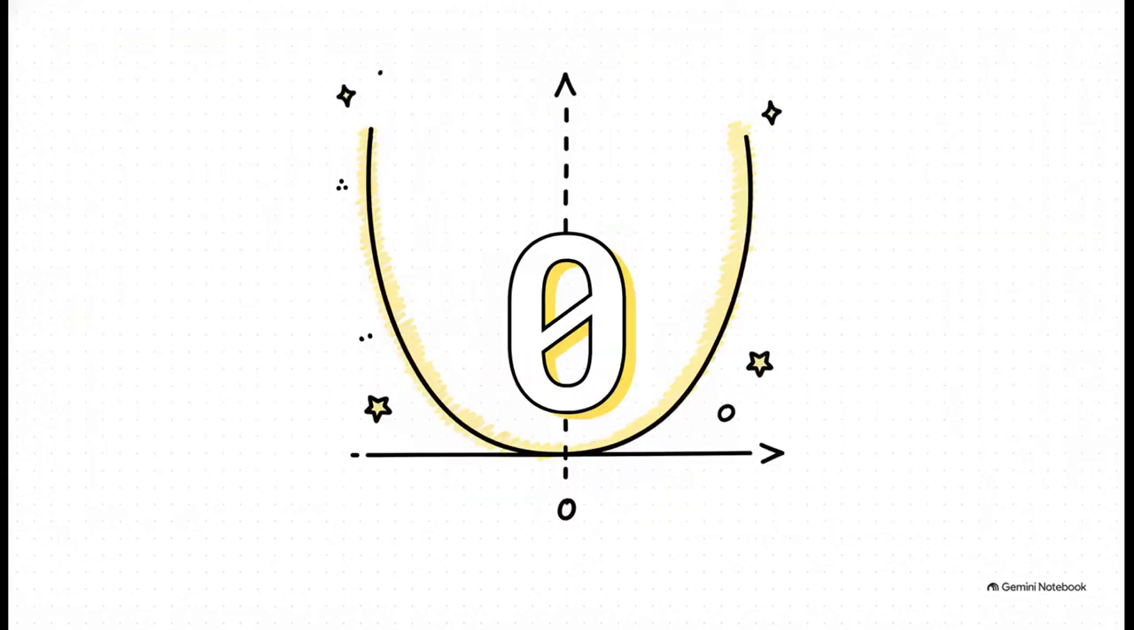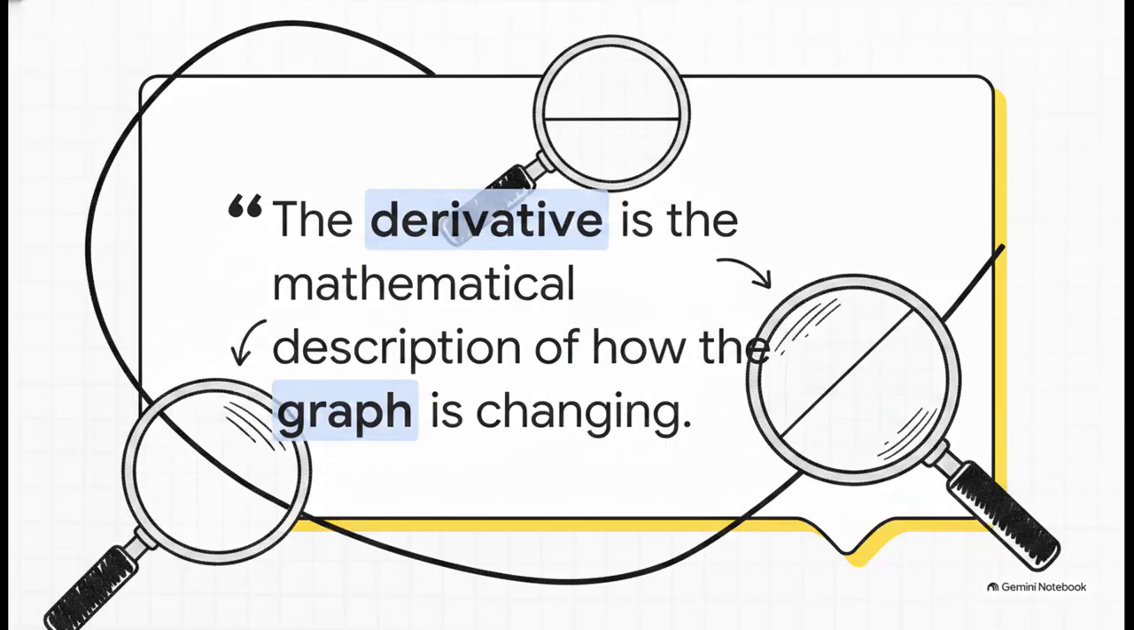So what happens when the derivative is exactly 0? Well, think back to our u shape for y equals x squared. Right at the very bottom of that u, the curve stops going down, but it hasn't quite started going up yet. For one split second, the curve becomes completely, perfectly flat. At that exact flat bottom, your derivative, your slope, is 0. The whole crucial point here is summed up beautifully in this quote. The derivative is the mathematical description of how the graph is changing.